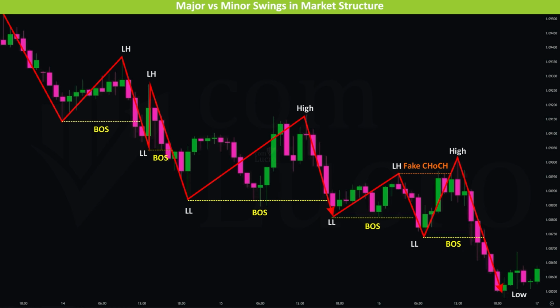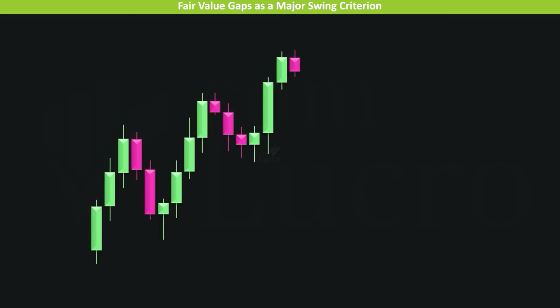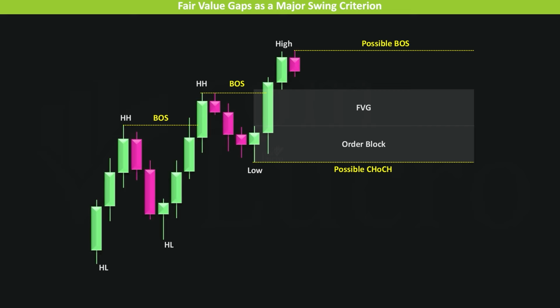There are 2 additional criteria that help us identify major swings and confirm market direction. The second criterion is the fair value gap. A bullish fair value gap represents a buy-side imbalance, where buying pressure clearly exceeds selling pressure, often linked to institutional activity. The demand zone that generates this gap becomes more significant, and we expect a reaction when price revisits this area from an imbalance perspective.